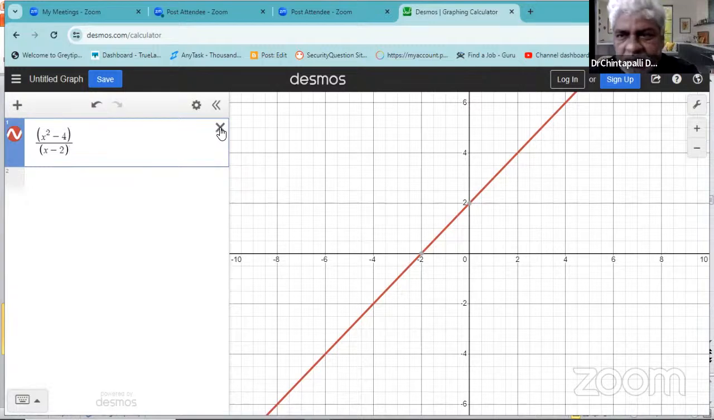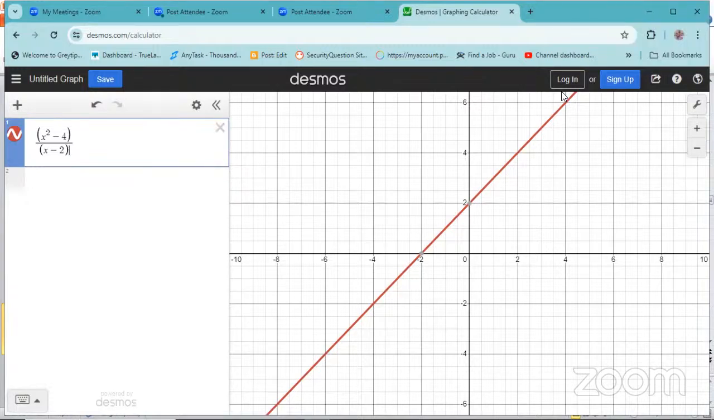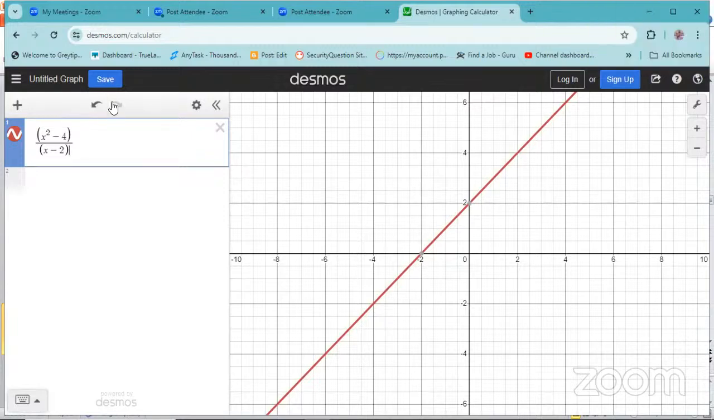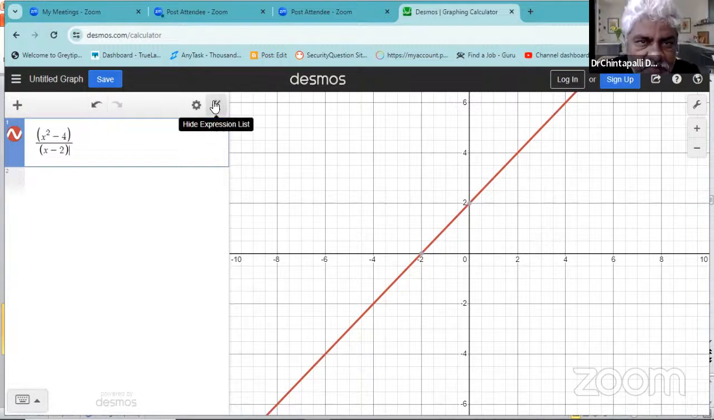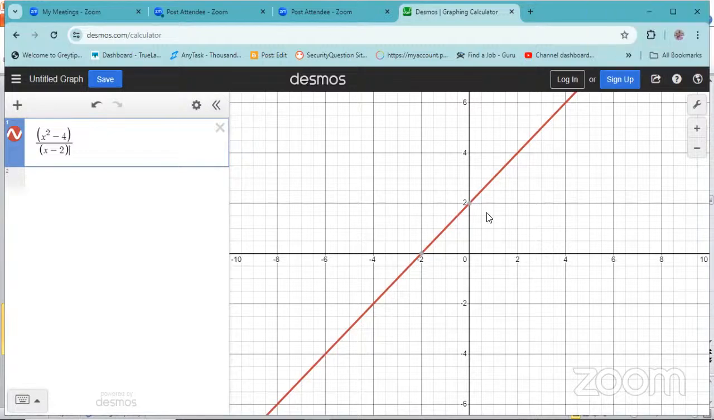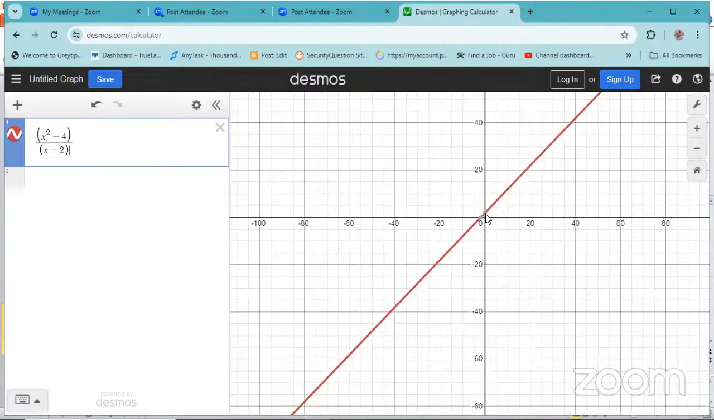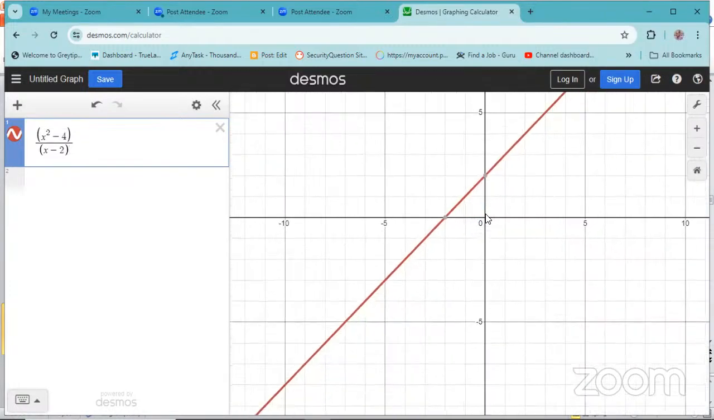How to reduce this? Reduce in the sense look closer, minimize. In the graph, we can just put this cursor in the graph, and then with two fingers, we can just make it closest.